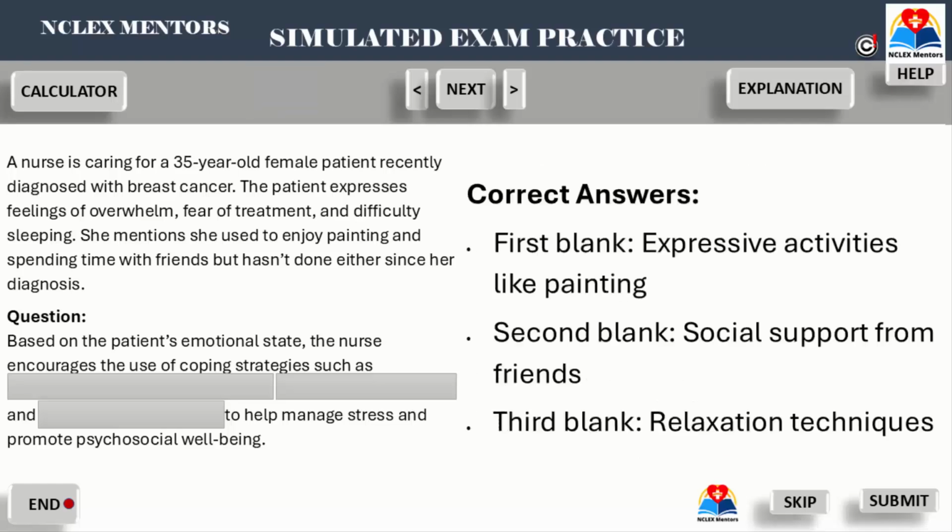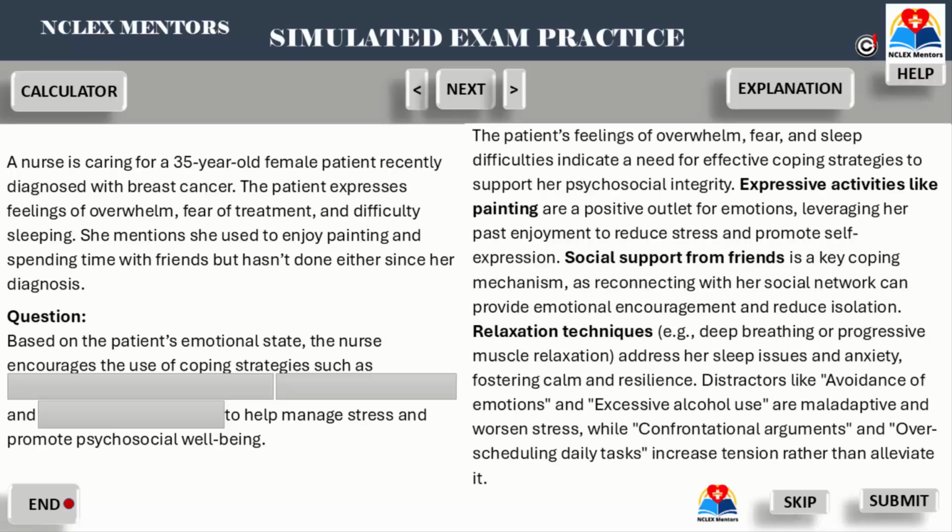The correct answers are expressive activities like painting, social support from friends, relaxation techniques. Now, let's go through each answer in detail. 1. Expressive activities like painting.